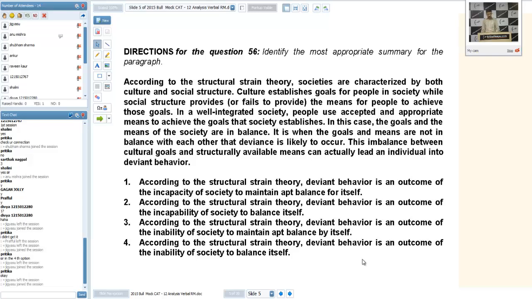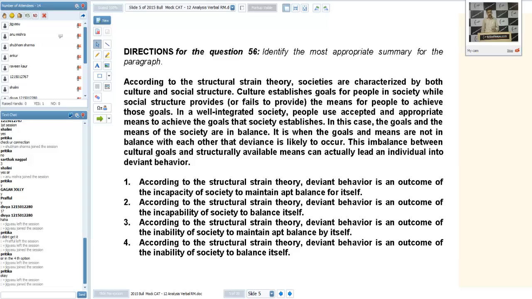So if you rush through this, you will find this 56th question of your paper. According to structural strain theory, societies are characterized by both culture and social structure. Culture establishes goals for people in society, while social structure provides, or sometimes fails to provide, the means for people to achieve the established goals. In a well-integrated society, people use accepted and appropriate means to achieve the goals that society establishes. In this case, the goals and means of society are in balance. Whatever I want to achieve, I'll get all the means to achieve my goals. My society is in balance.